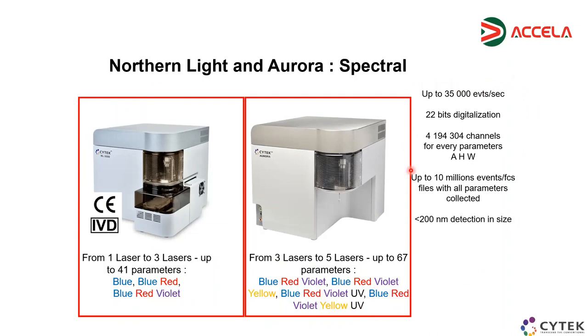Both instruments have the same performance: up to 35,000 events per second, really high digital signal, 4 million channels for each parameter. You can generate a really large FCS file. And the 200 nanometer detection limit in size is practically not valid anymore. We can actually detect much smaller particles, close to 90 to 100 nanometers, as I will show you at a later point.